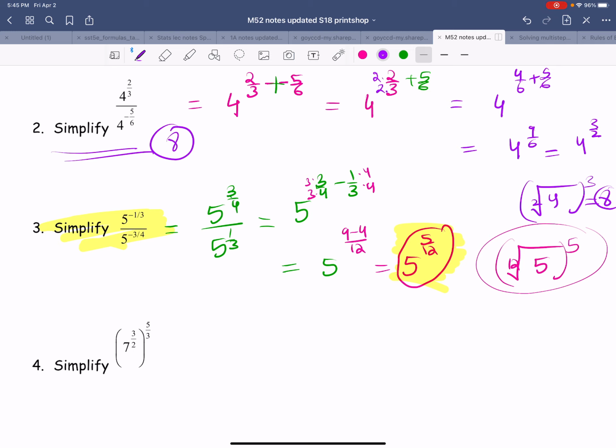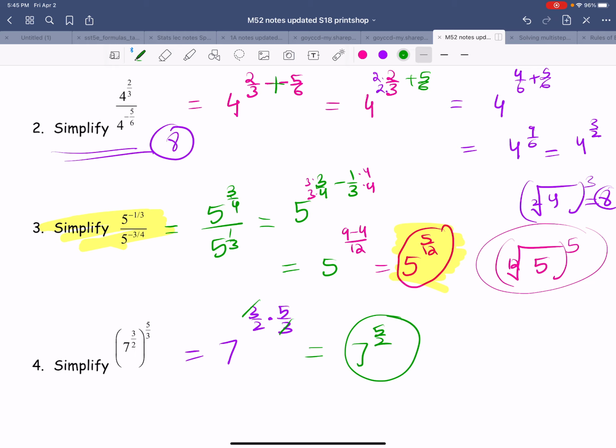Next example, here we have a power to a power, so the exponents are going to multiply, 3/2 times 5/3, and once we simplify, it turns out to be 7 to the power 5/2. Again, it cannot be simplified any further. If I do the square root of 7 to the 5th power, the square root of 7 is not a perfect square, so it won't be simplified any further. I'm going to leave it right there.